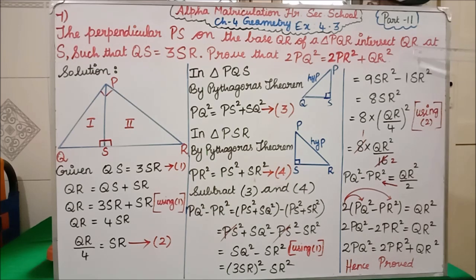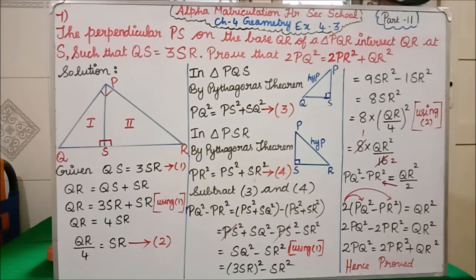Now you see what we have to prove. We need only the left hand side 2PQ square. So you keep this 2PQ square, remaining this minus 2PR square you take to this side after equal to. If this goes that side, what it will become? Minus becomes positive. So plus 2PR square, here already plus QR square only is there. So write as that plus QR square. Now you see what we have to prove: 2PQ square equal to 2PR square plus QR square.